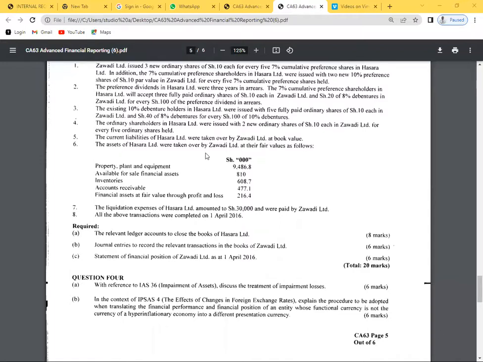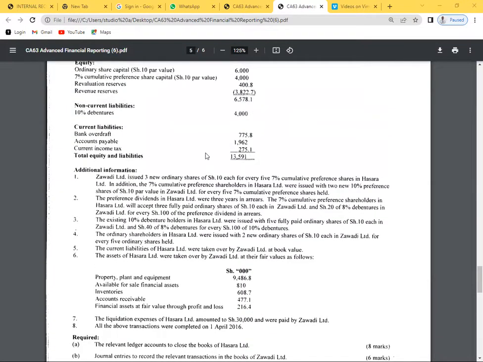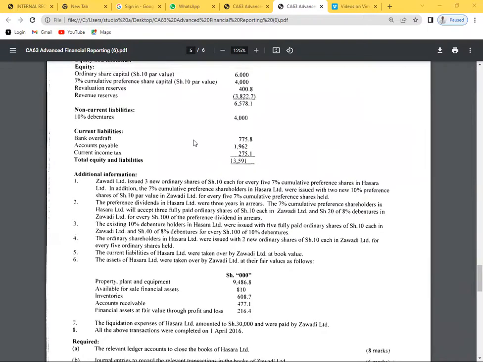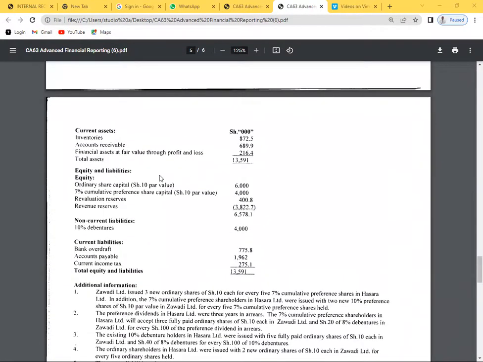So what are they telling us here? Look at this question, ladies and gentlemen. You guys have your past papers there. When we talk of ordinary share capital shillings 10 par value, can someone give me the NOS, number of shares? How do we get NOS? We take the share capital given, 6,000, and divide by par value. The NOS here will be 6,000 divided by 10. You can even write it somewhere: the existing number of ordinary shares here is 600.